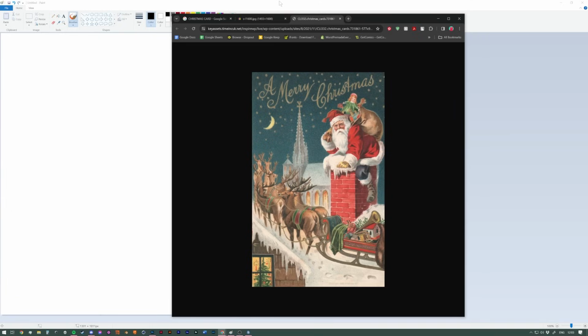Gotta heat his knob up, you know? Why does the stocking look so flesh-like? I don't understand. Santa's definitely not circumcised. You could definitely shove a few presents in there. Yeah.